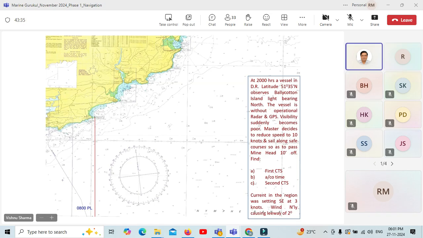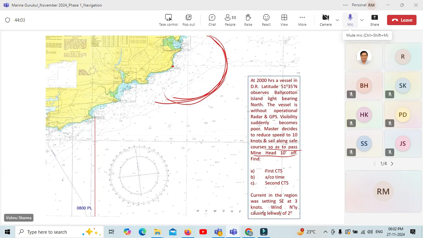Now, this is the PL. You want to pass 10 miles off the Mine Head light. Mine Head is somewhere here. So if you have to pass 10 miles off, you'll open your compass 10 miles and draw a circle like this here. Am I right, guys? Of 10 miles radius, correct?